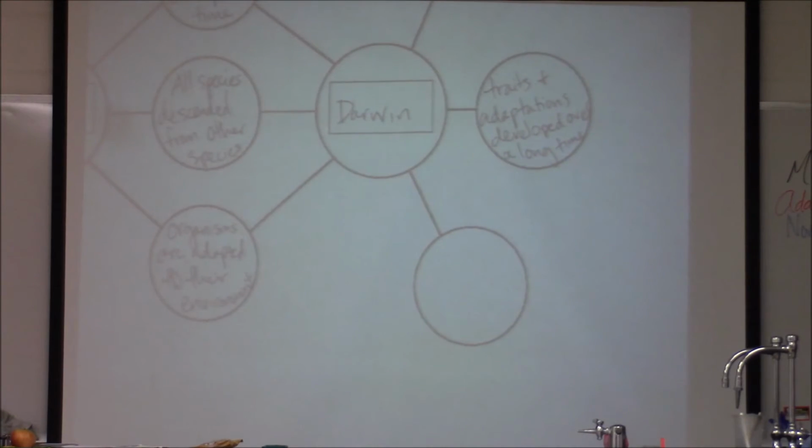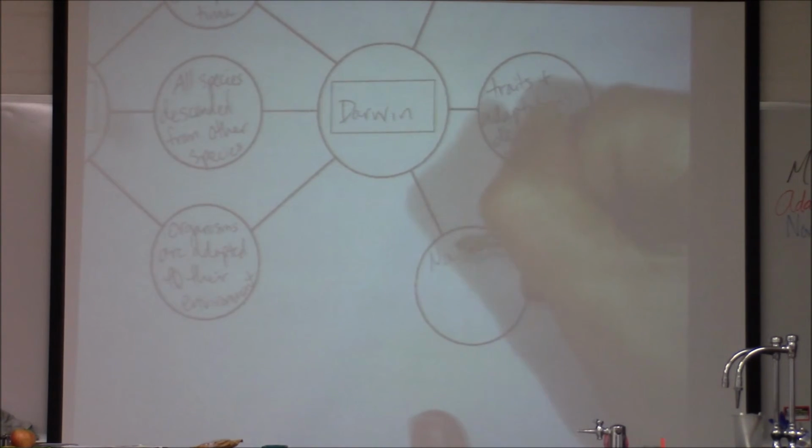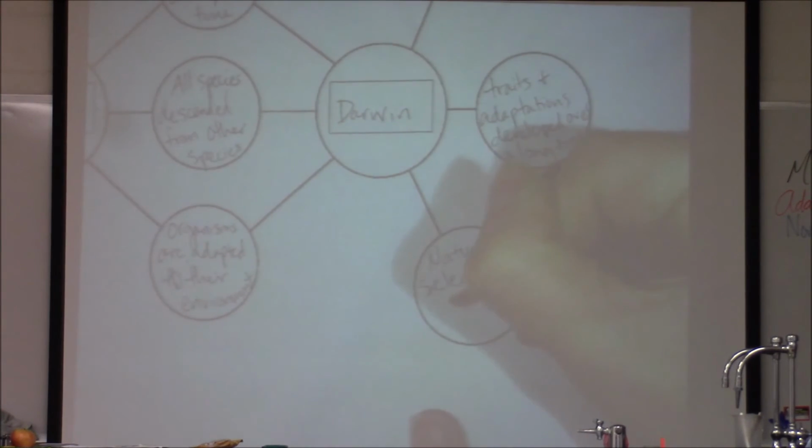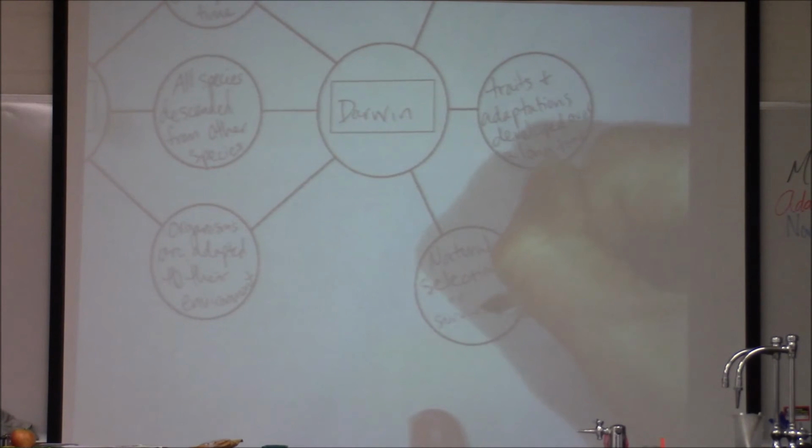Okay, and what's another thing that Darwin believed that Lamarck did not? Lamarck thought use or disuse created a trait. What did Darwin believe created traits? Natural selection. Yeah, natural selection, good. So he believed in survival of the fittest, okay? Natural selection or survival of the fittest.